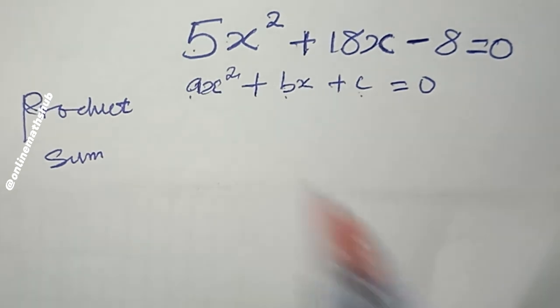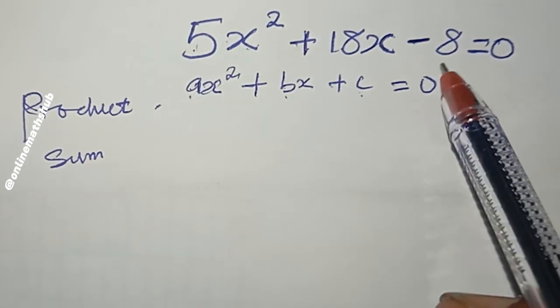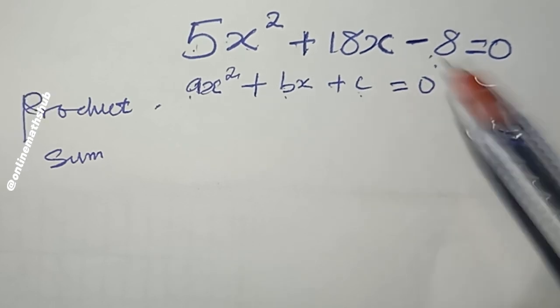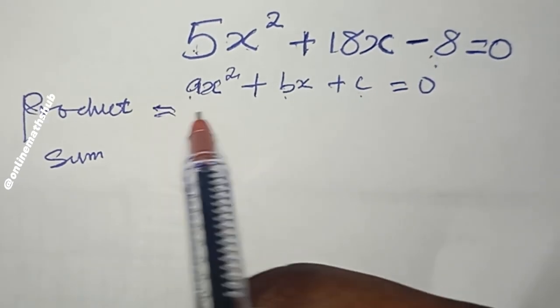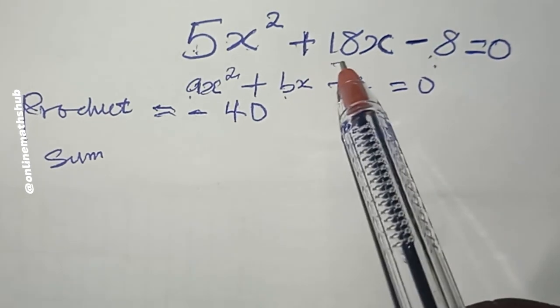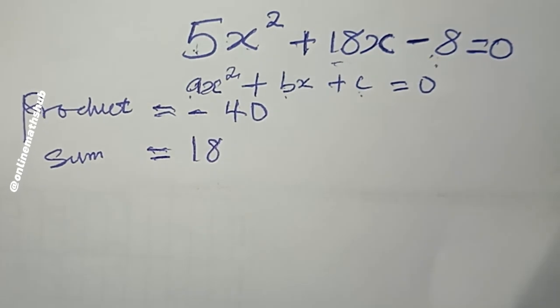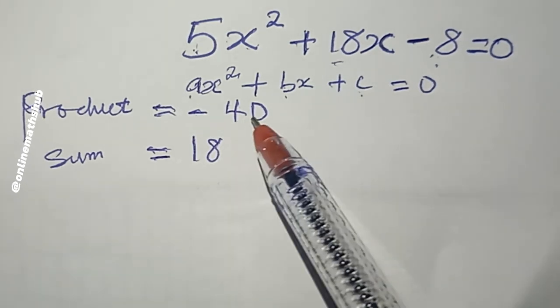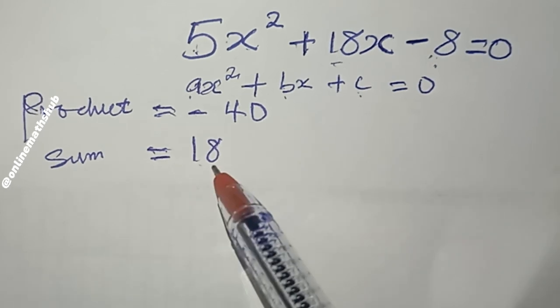8. So for you to get the product, you need to use the coefficient of x squared to multiply the constant, that is the c. And so what we'll do is 5 times minus 8, which will give us minus 40. Okay, so you keep this, and then for the sum you just put this b right here, which is 18 in this case. So once you've written out these two values, you then proceed to find two factors of negative 40 that when you add them, will give you 18.